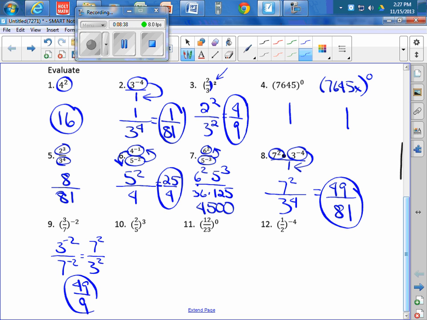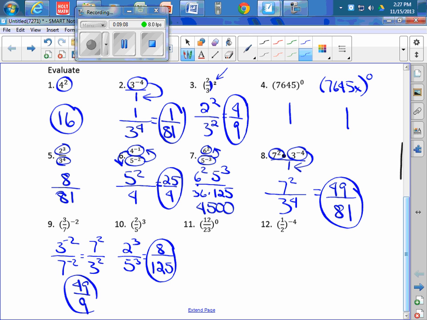Don't think about it. Just do what the rule says. The rule says if it's in the numerator, you slide it into the denominator and make the exponent positive, vice versa. Number 10 says we're covering everything, the 2/5 is raised to the 3rd power. That means 2 to the 3rd, and it also means 5 to the 3rd. 2 to the 3rd is 8, 5 to the 3rd is 125. Final answer.